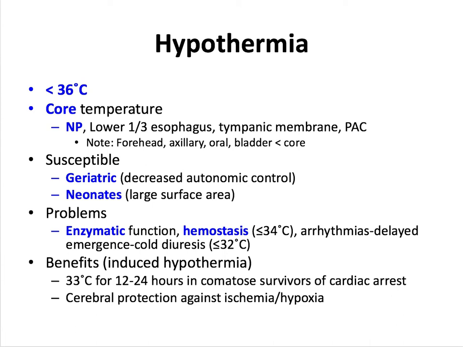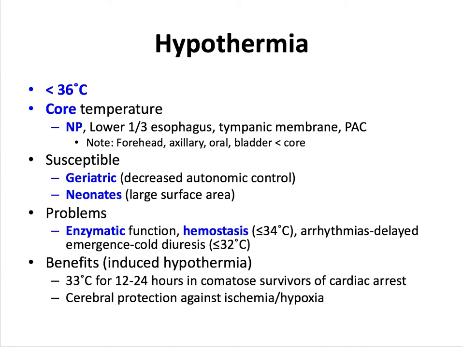Patients that are susceptible to hypothermia include the old and the very young. The old because their autonomic nervous system doesn't work very well. In other words, they can't vasoconstrict to cold quite as well as you or I. And neonates because they have a very large surface area to lose heat from. There's some problems with hypothermia.